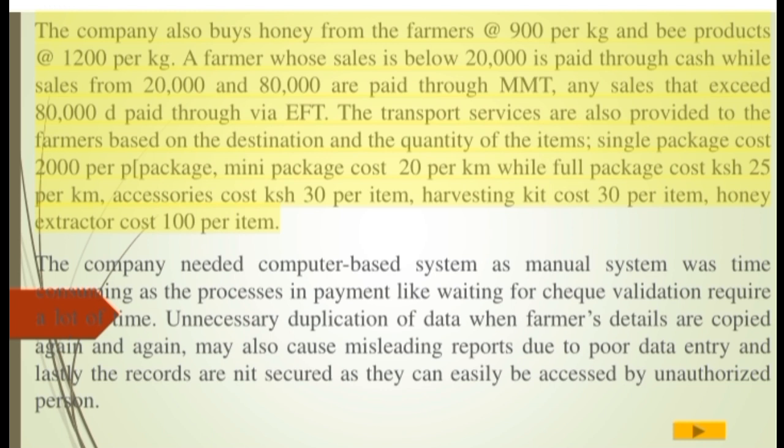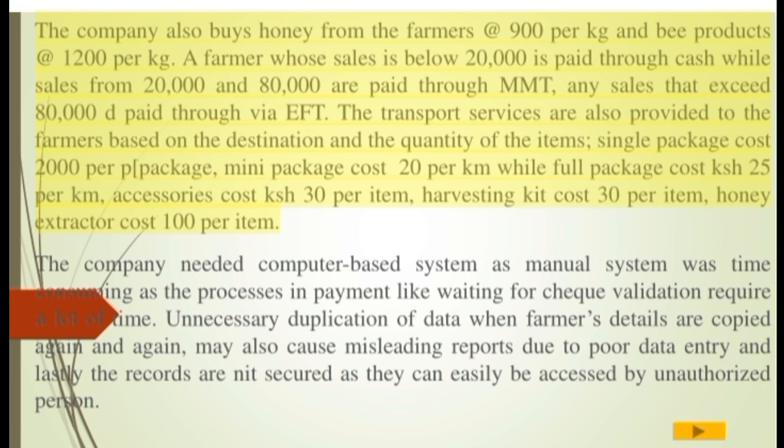A farmer whose sales are below 20,000 is paid through cash, while sales from 20,000 to 80,000 are paid through M-PESA. Any sales that exceed 80,000 are paid via EFT. The transport services are also provided to the farmers based on the destination and the quantity of the items.